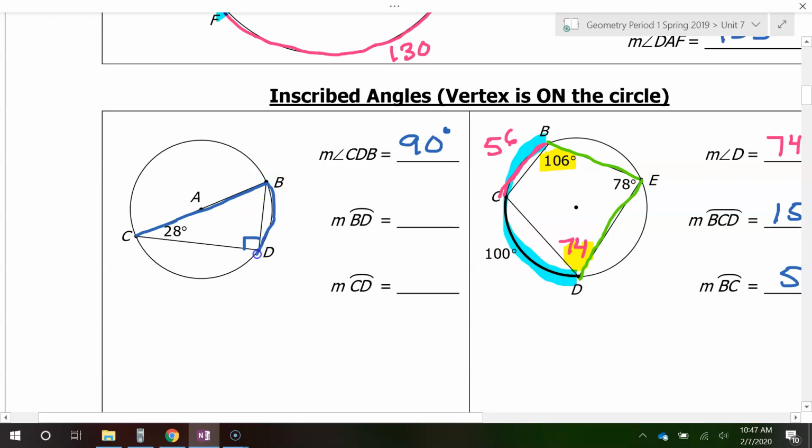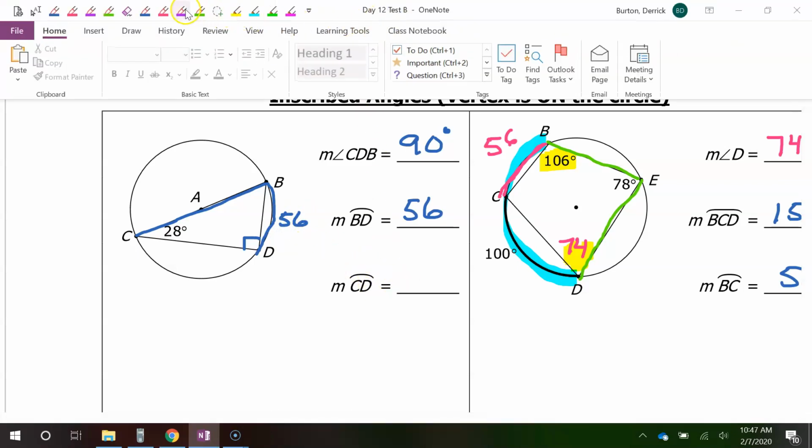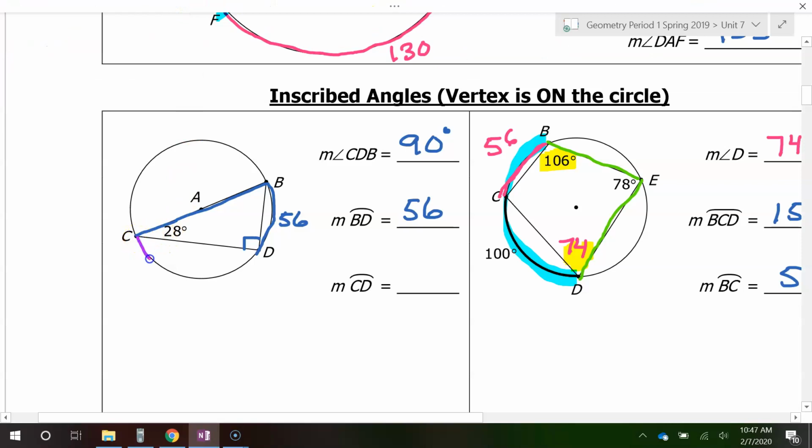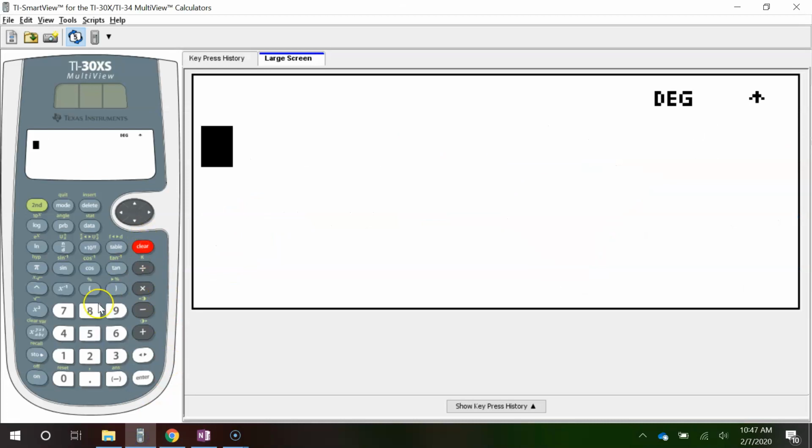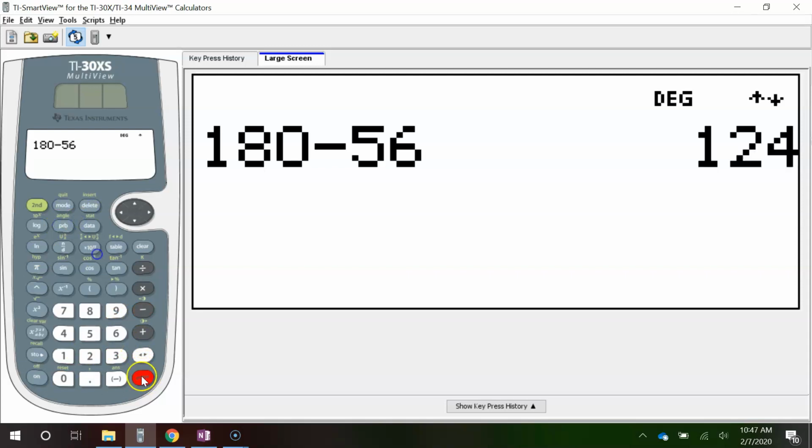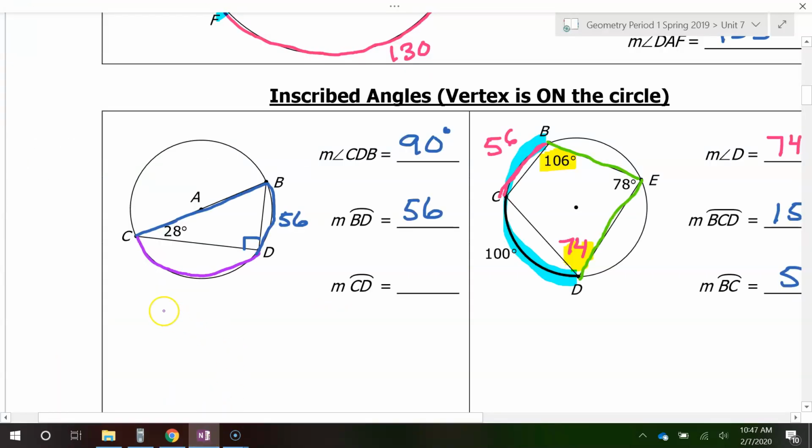Okay, so if I double 28, that's going to give me 56. All right, so this is 56. Finally, we're supposed to find arc CD, which is right here. But this is a semicircle, so I can subtract from 180. So that's 124.